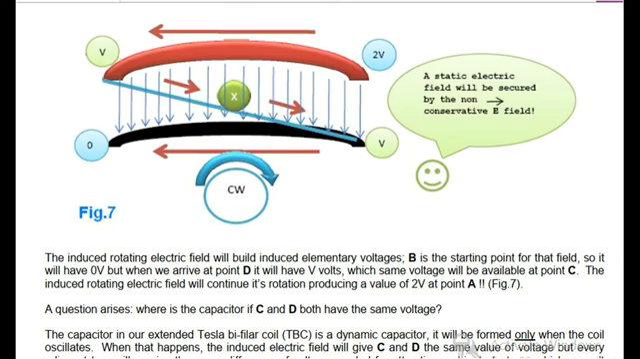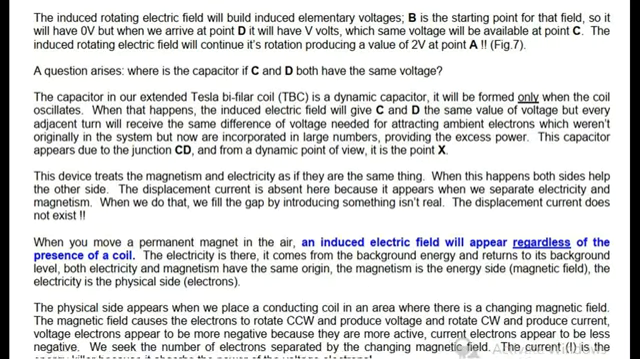When that happens, the induced electric field will give C and D the same value of voltage, but every adjacent turn will receive the same difference of voltage needed for attracting ambient electrons which weren't originally in the system but now are incorporated in large numbers, providing the excess power. This capacitor appears due to the junction CD, and from a dynamic point of view, it is the point X.